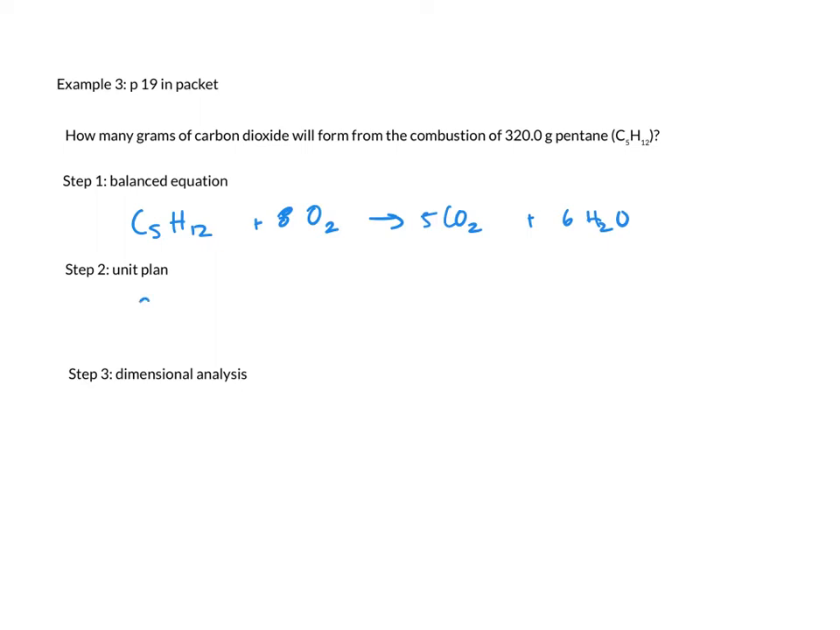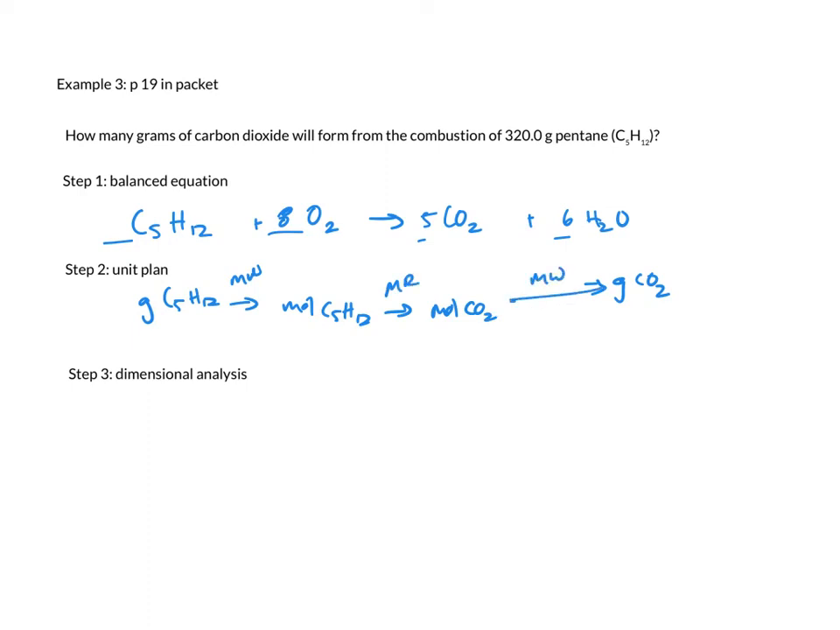Now, unit-wise, I'm going from grams of C5H12, and my goal unit is grams of CO2. I can't go from grams of C5H12 to grams of CO2 directly in one step. Remember that these ratios are not in grams. These are mole ratios, not gram ratios. So I'm going to convert from grams to moles of pentane using the molar mass. And then from moles of pentane, I'm going to go to moles of CO2 using my mole ratio. And then from moles of CO2, I can go to grams of CO2 using my molar mass.